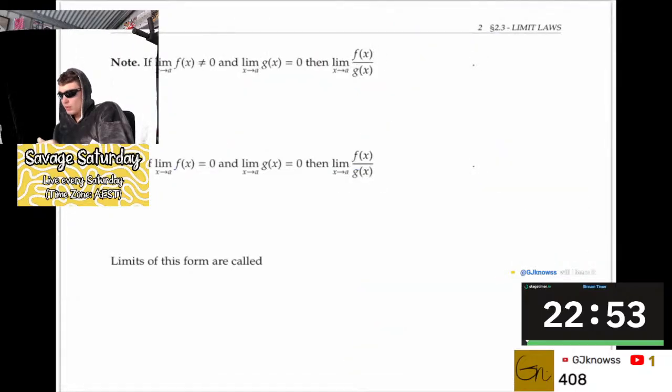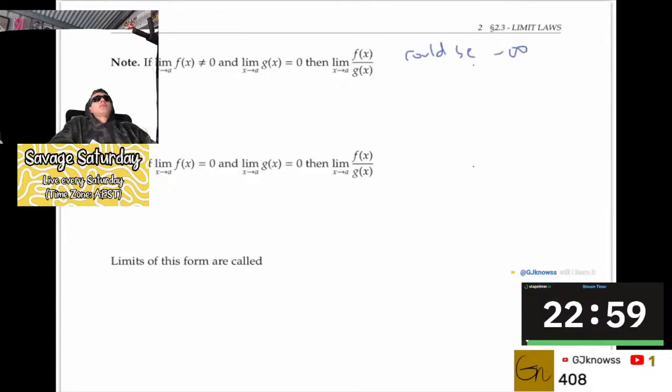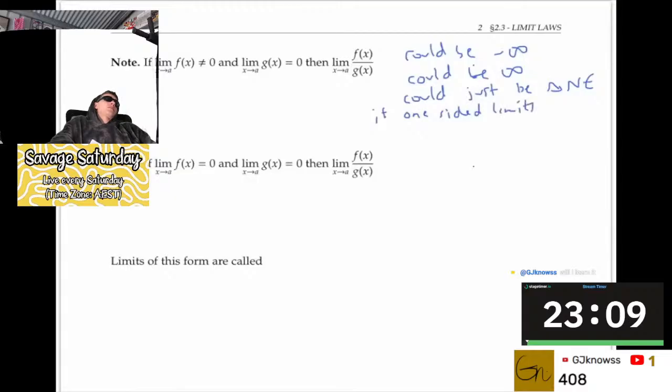So we've seen that if the limit of f of x is equal to something that's not 0, and the limit of g of x is equal to 0, then the limit of the quotient could be negative infinity, as it was in the past example. It could also be infinity, or it could just not exist, if the one-sided limits are infinity on one side and negative infinity on the other.